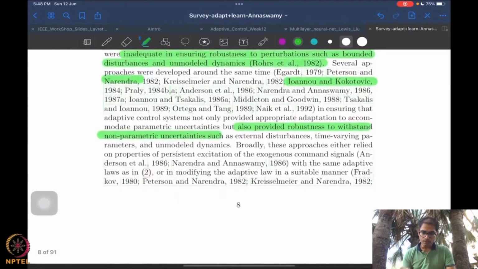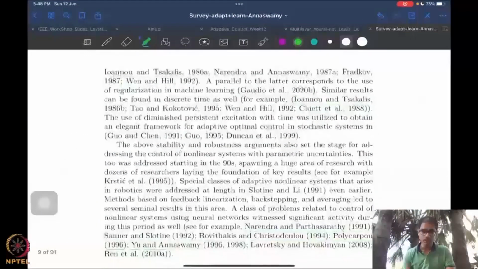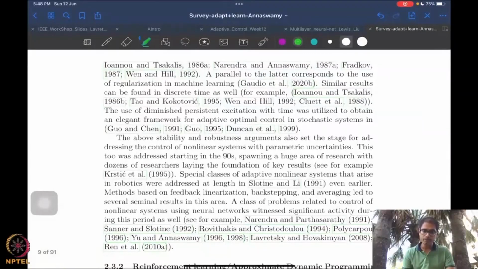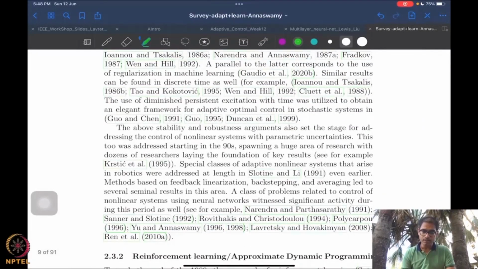So there was this connection to persistent excitation of exogenous signals. Or we modify the adaptive control in a suitable manner, which is the sigma and epsilon modification. If you have persistent excitation, none of this was ever a problem. There were always nice convergence properties. We saw Narendra and Annaswamy's results and so on. If you did not have persistent excitation, we had to modify the adaptive law by sigma and epsilon modification. This is what we learned, and this is the sequence of development. Again there was a parallel in the learning domain on regularization in machine learning.